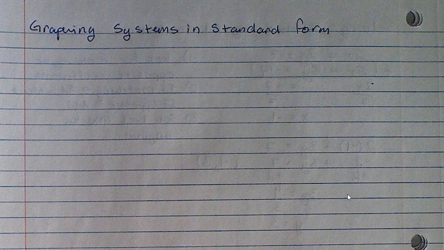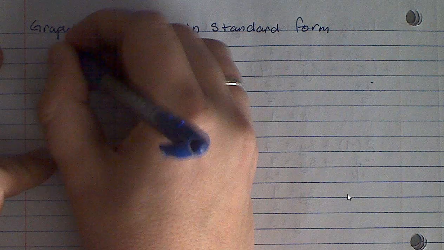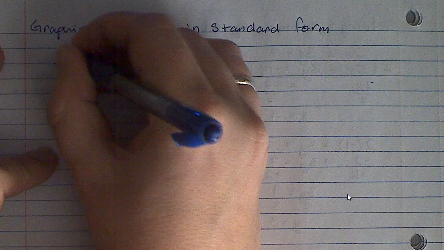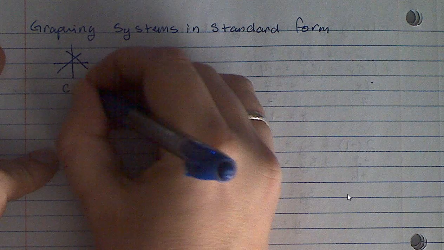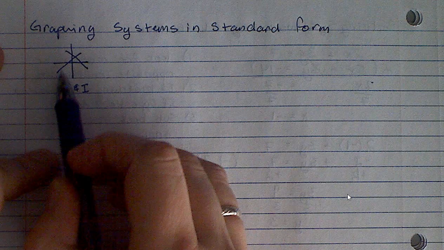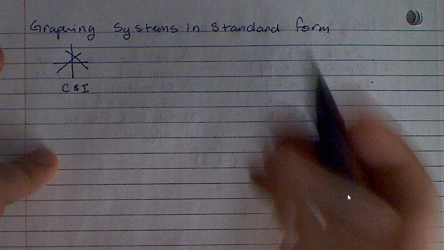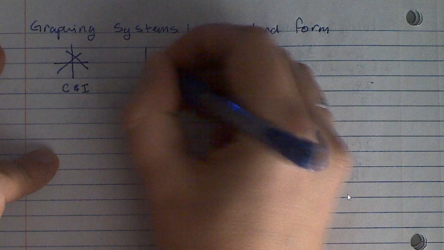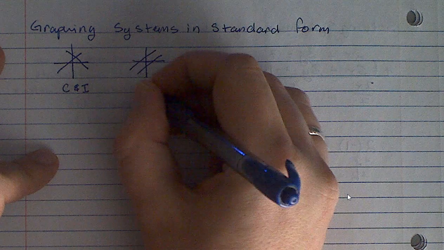If you'll remember, if you have two equations, there's three types. Equations could be consistent and independent, which is where they have one solution. This is consistent and independent, C and I, where they are two separate lines and they have one solution, one place where they intersect. Two lines could be inconsistent, where they're parallel to each other and they have no solutions.